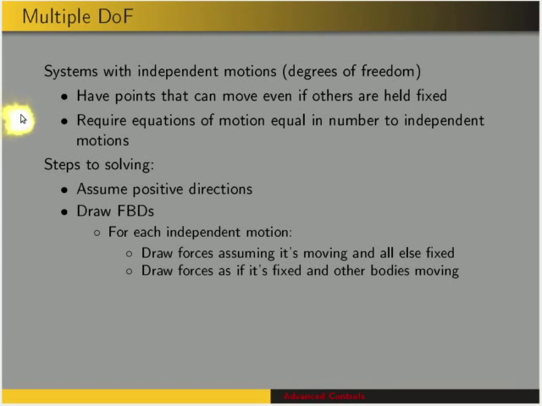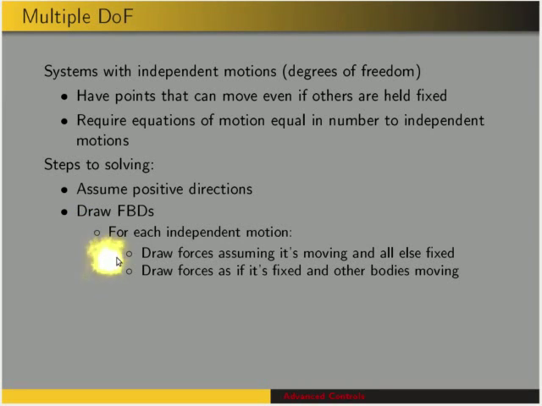So if we have a system with these multiple degrees of freedom, the process is similar. We need to assume positive directions for all the displacements, then draw the free body diagrams. And for each free body diagram, we need to treat each independent motion separately. And we use the principle of superposition for these linear systems.